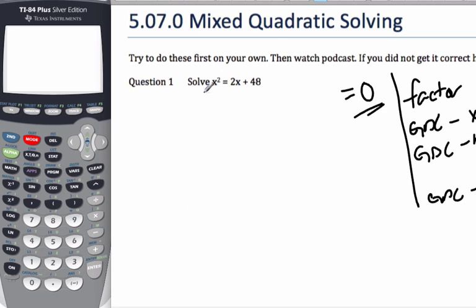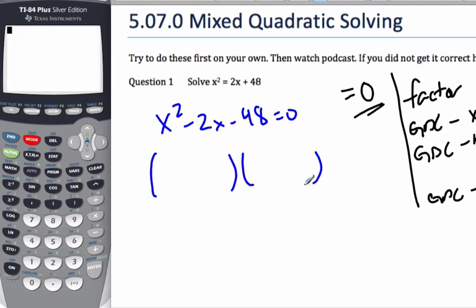So here I go. I'm going to change to blue because I like blue. This one here, I'm going to make one side equal to 0 by bringing everything over. Make sure you get your signs correct. So this is a negative 48 equal to 0. And this one's fairly straightforward. I'm going to factor this. I know this is x and this is x.